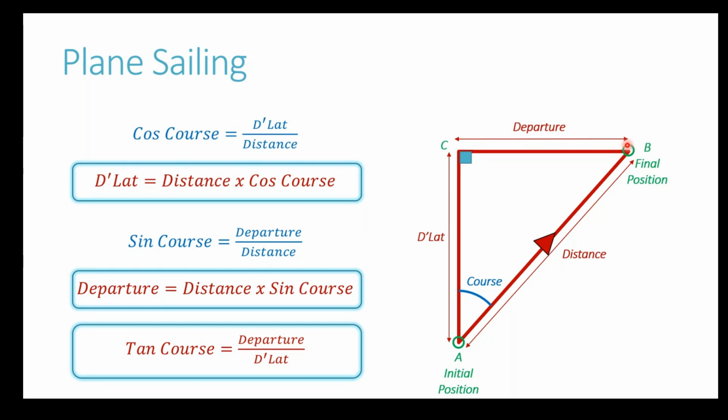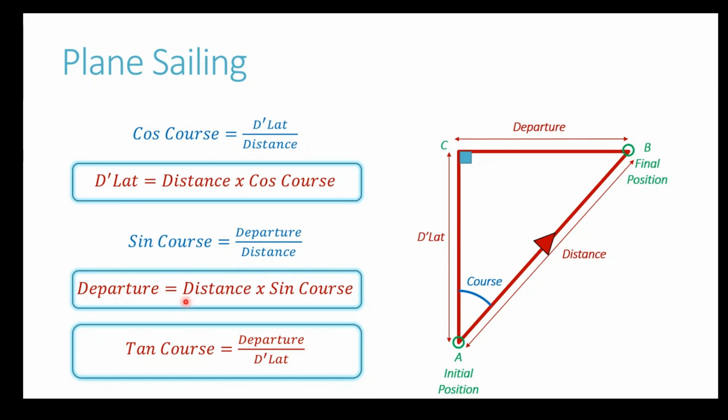Now just to give you a lead, if you know the initial position, you know the course and you know the distance. If you apply the first formula, the course is known, the distance is known, you can get the d lat. If you apply this d lat to your initial latitude, you will immediately get the final latitude.